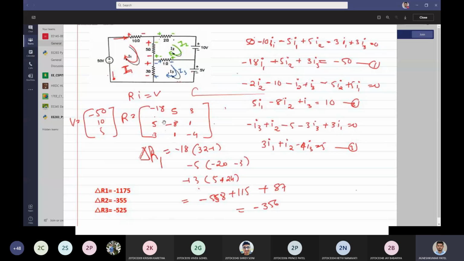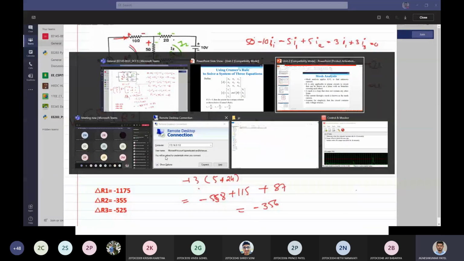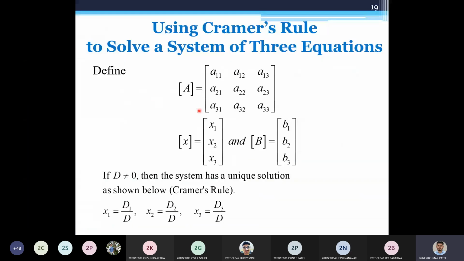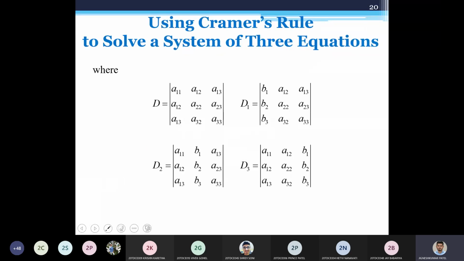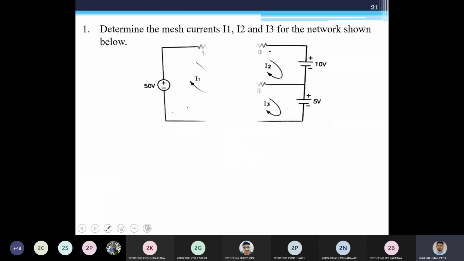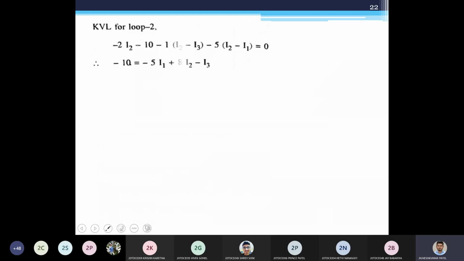And in yesterday's example, I have calculated it like this. We were getting a minus value, minus 356. Then delta R1, delta R2 and delta R3 I have calculated. This is minus 1175, minus 355 and minus 525. So let us check that. Now let's check whether we were getting the correct answer or not.